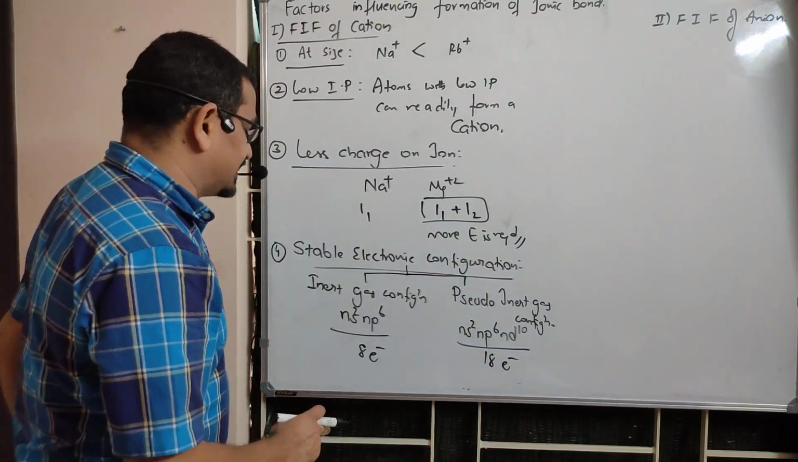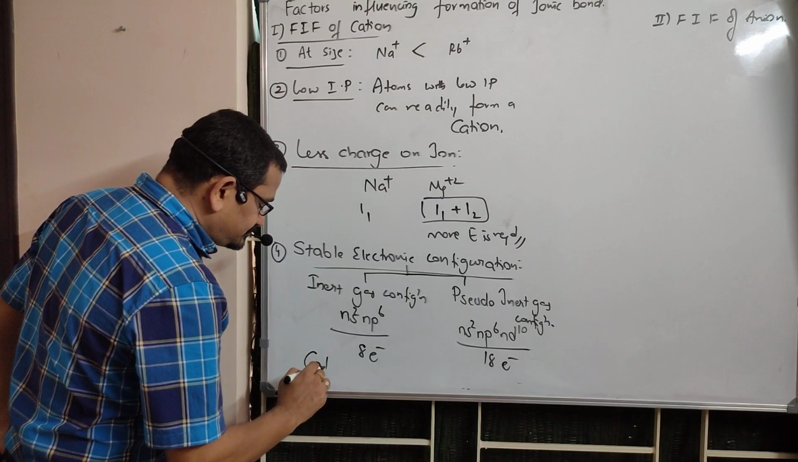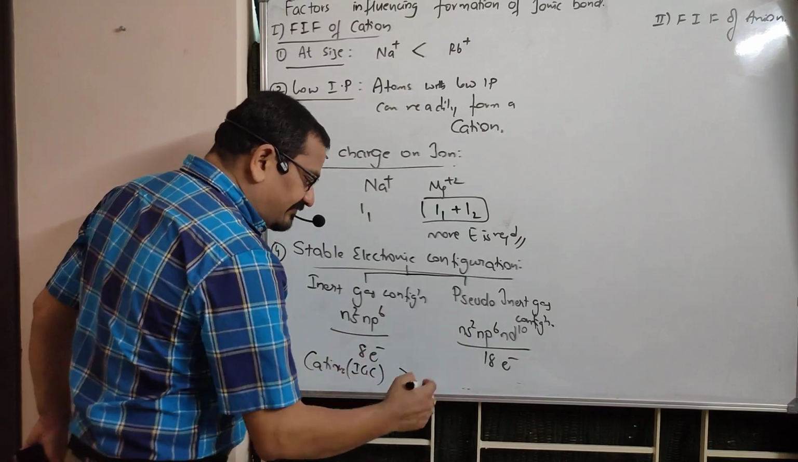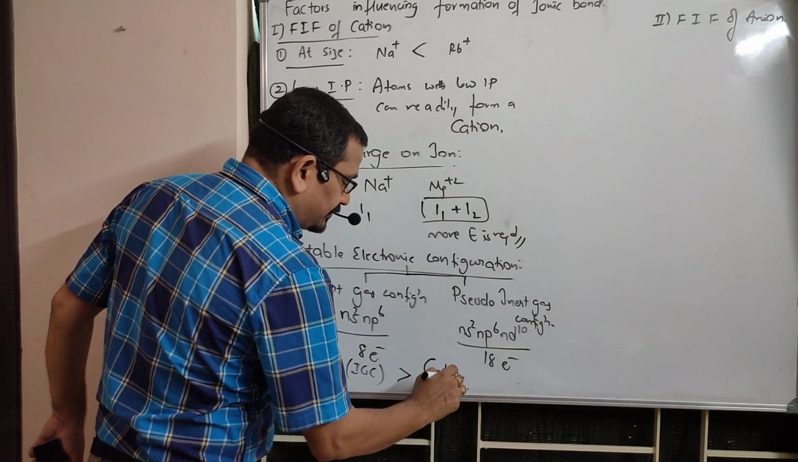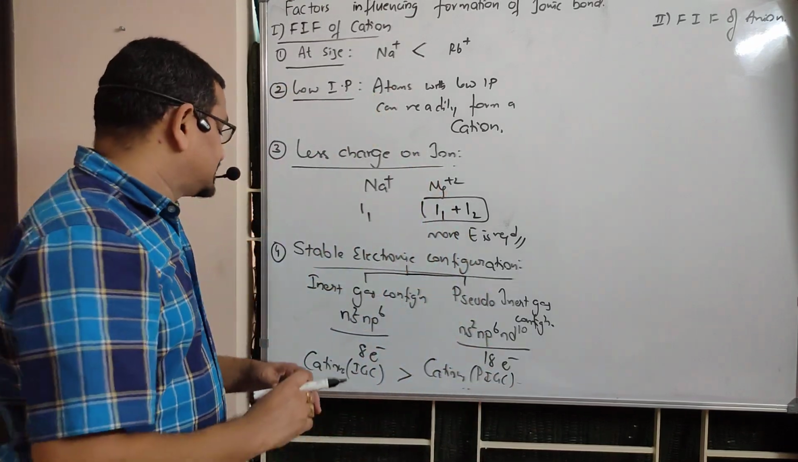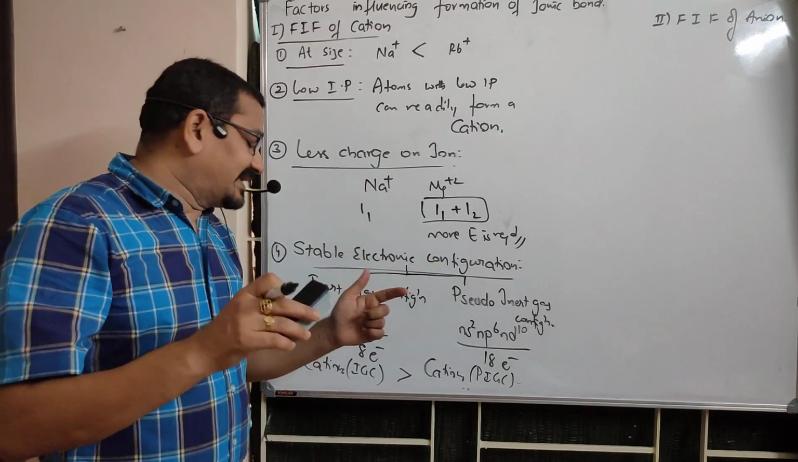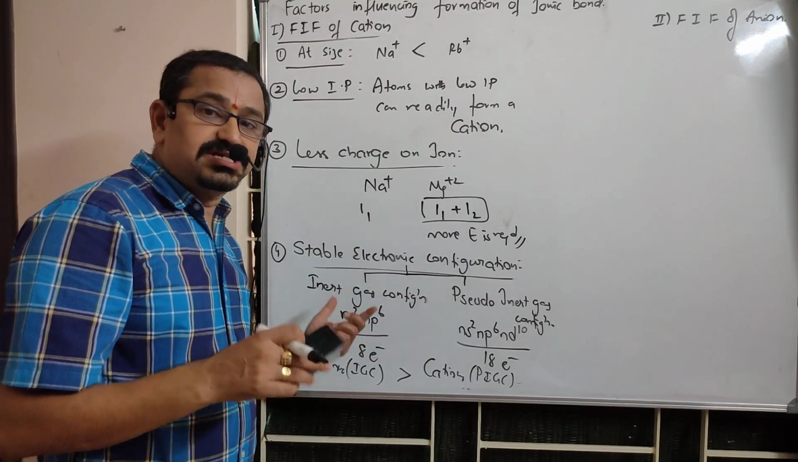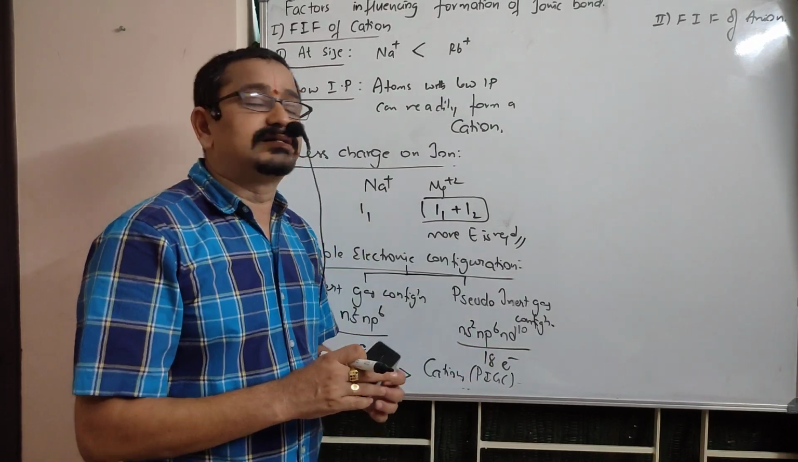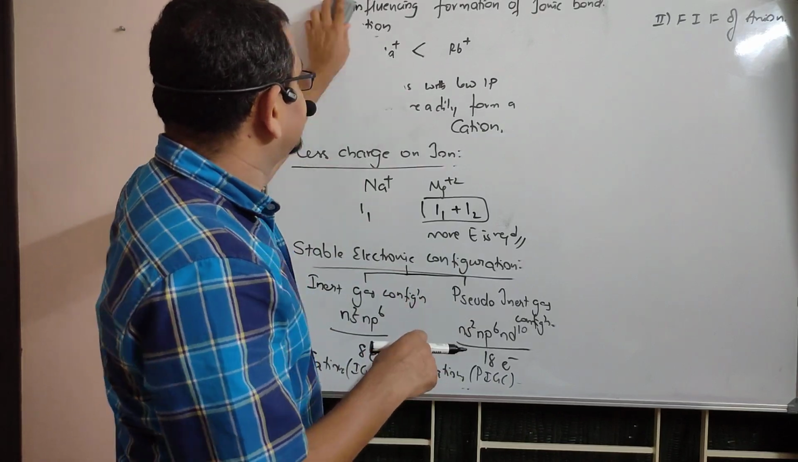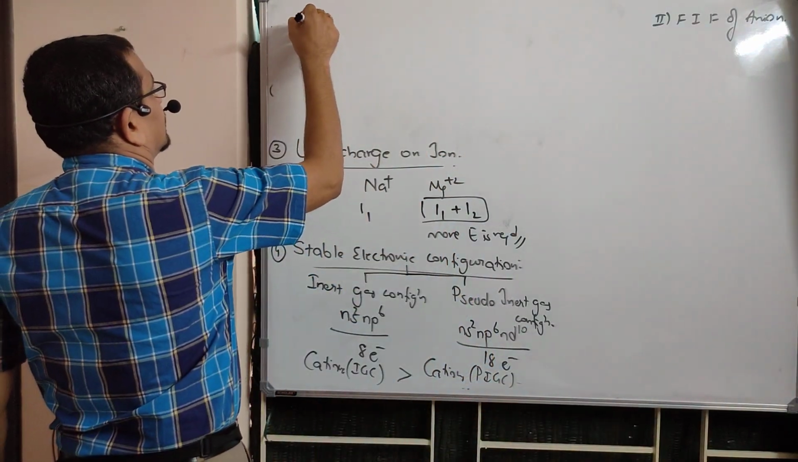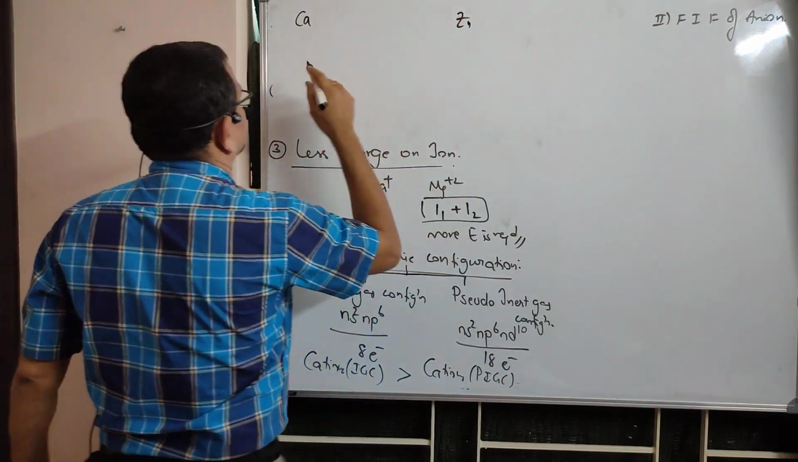The point to be noted here is that cations having inert gas configuration can be more readily formed than cations having pseudo inert gas configuration. Cations which have ns2 np6 configuration can be more readily generated than cations having pseudo inert gas configuration. For example, let us take two cations, the cation from calcium and the cation from zinc.